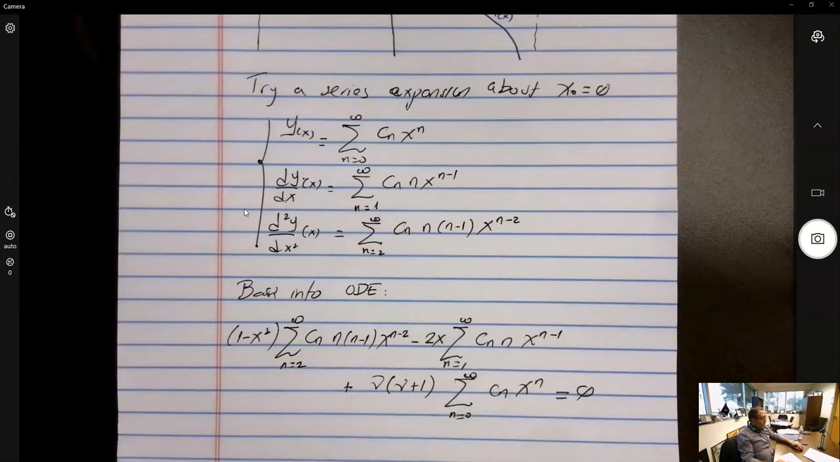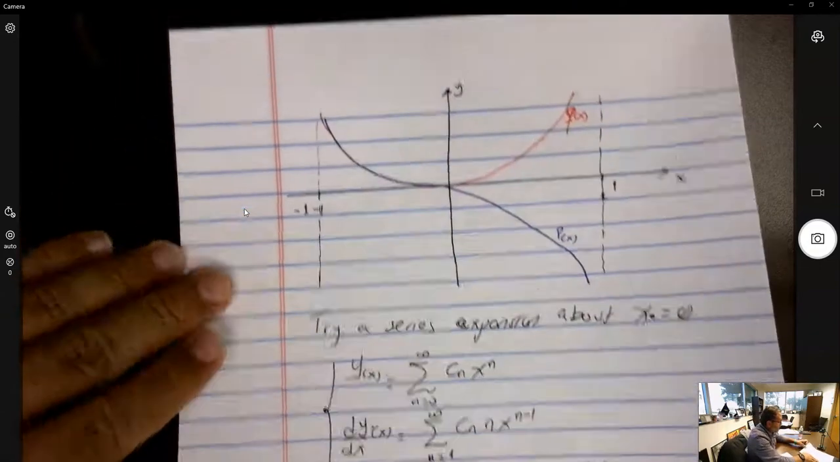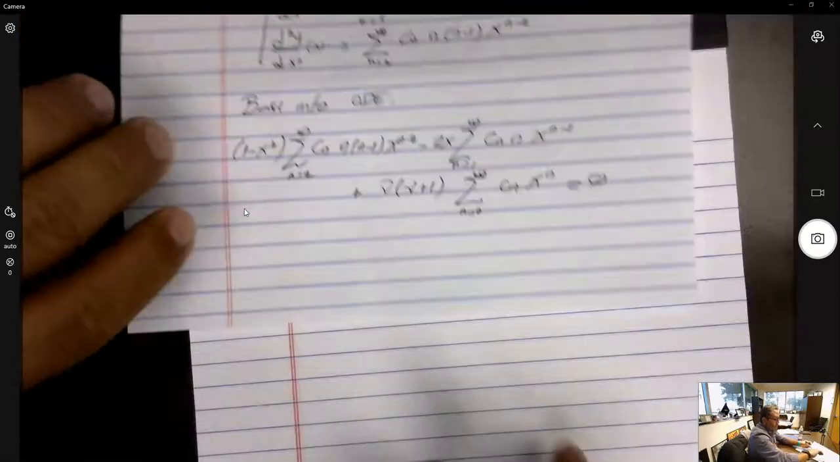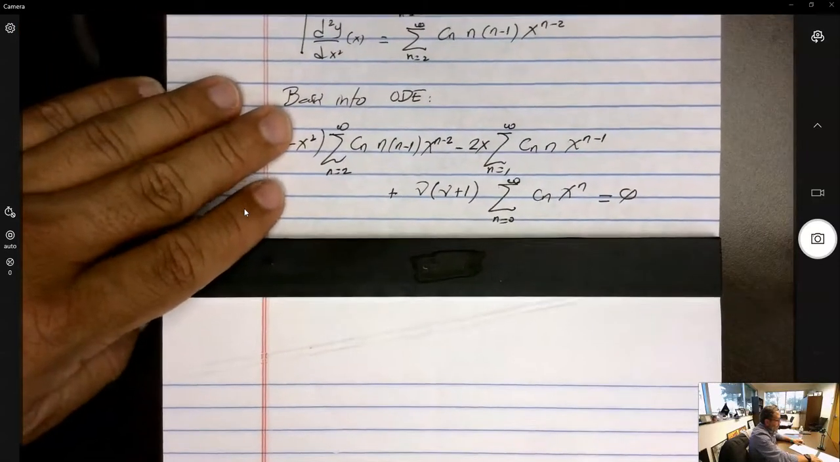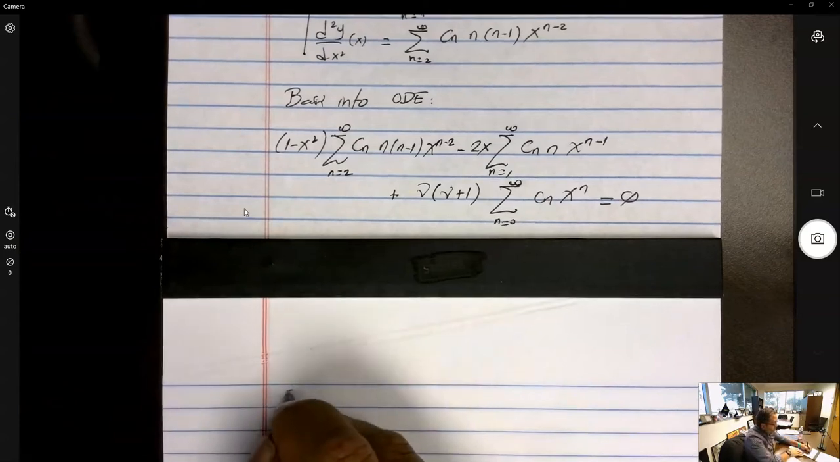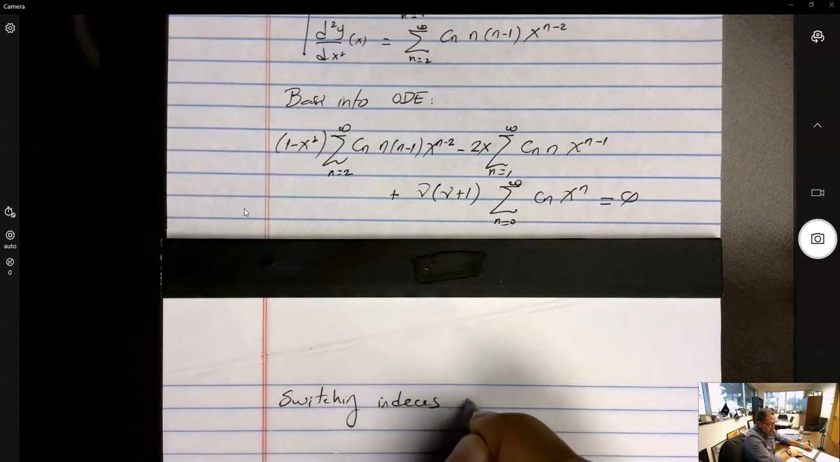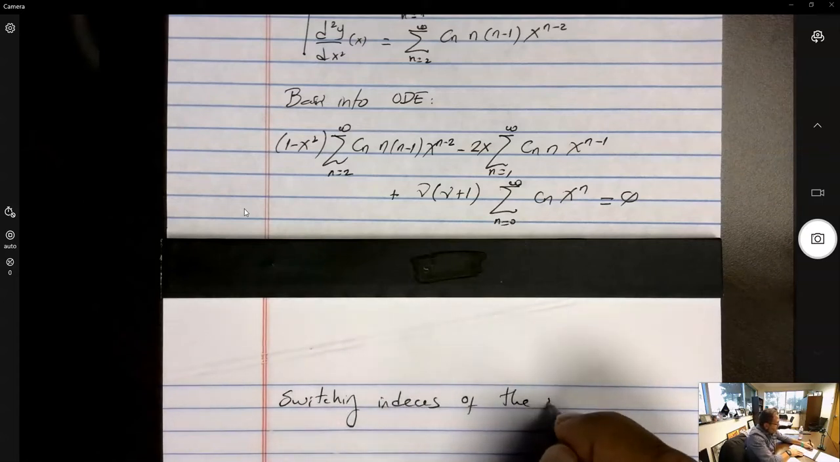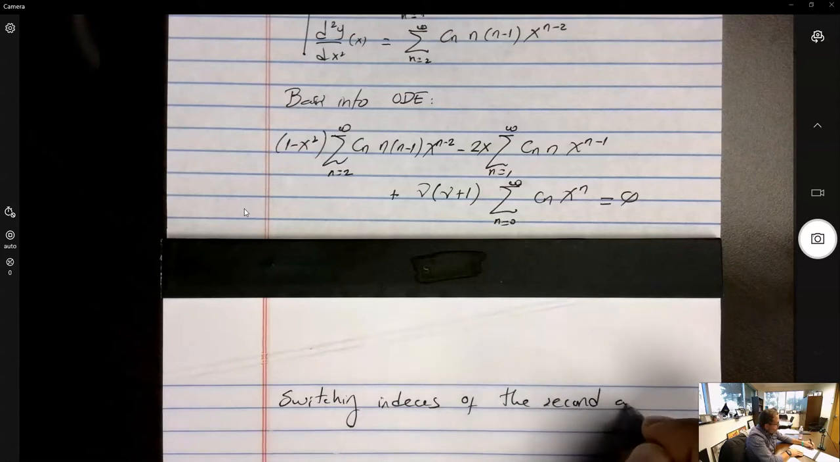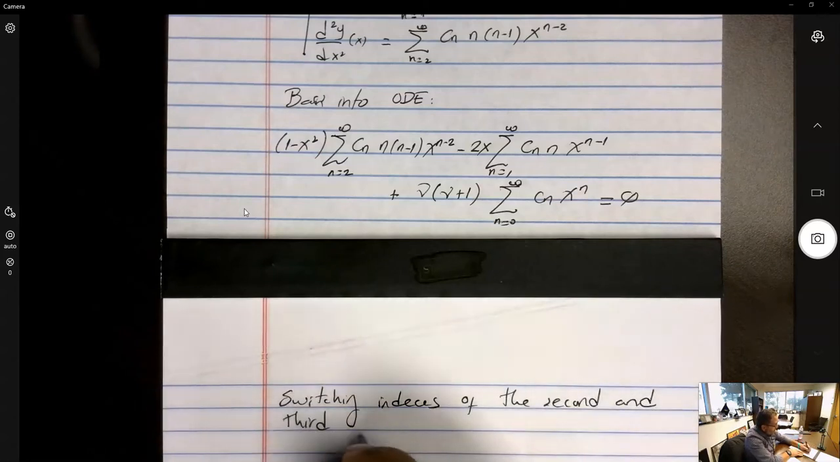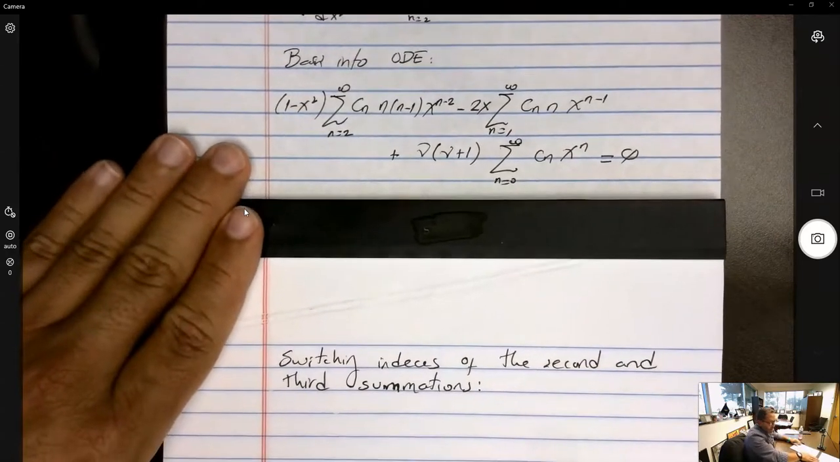And hopefully then I can find a recurrence relationship between the cn's, the even terms and the odd terms. So in order to do that, I'm going to go about exactly what I did before. I'm going to switch indices of the second summation and third summation, then I will find the following.